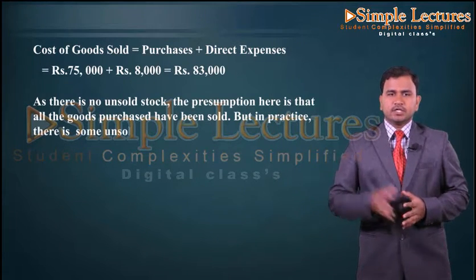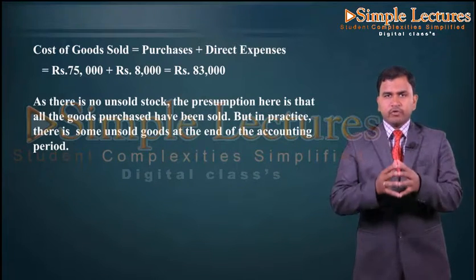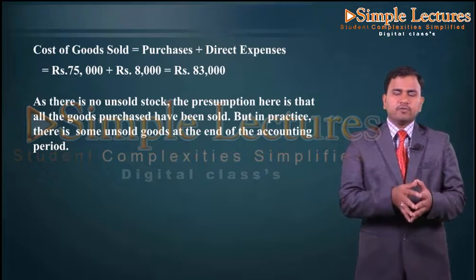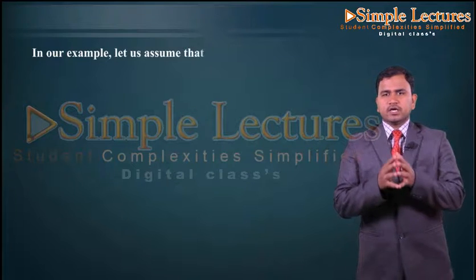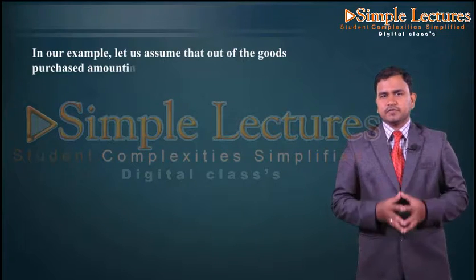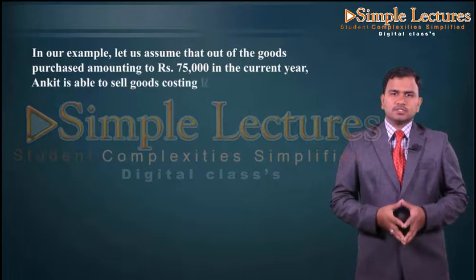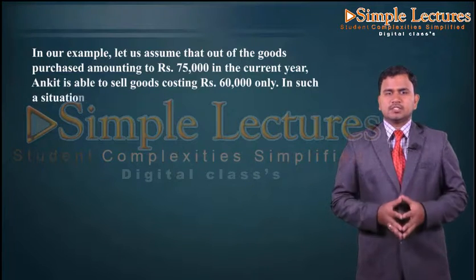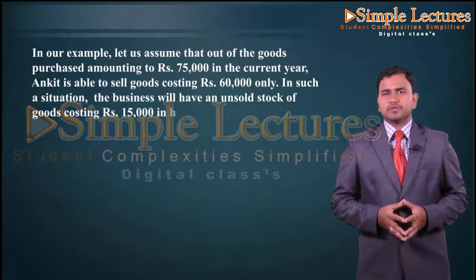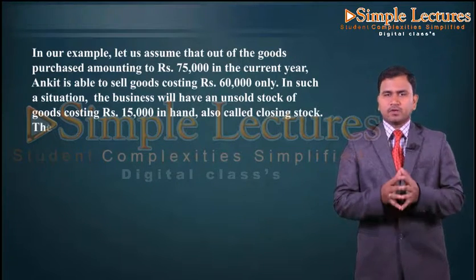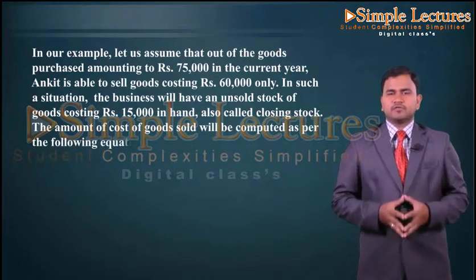But in practice, there are some unsold goods at the end of the accounting period. What it means here is that in this particular example, we don't have any opening stock and we don't have any closing stock. Let us assume that out of the goods purchased amounting to rupees 75,000 in the current year, Ankit is able to sell goods costing rupees 60,000 only. In such a situation, the business will have unsold goods costing rupees 15,000 in hand, also called closing stock. The amount of cost of goods sold will be computed as per the following equation.